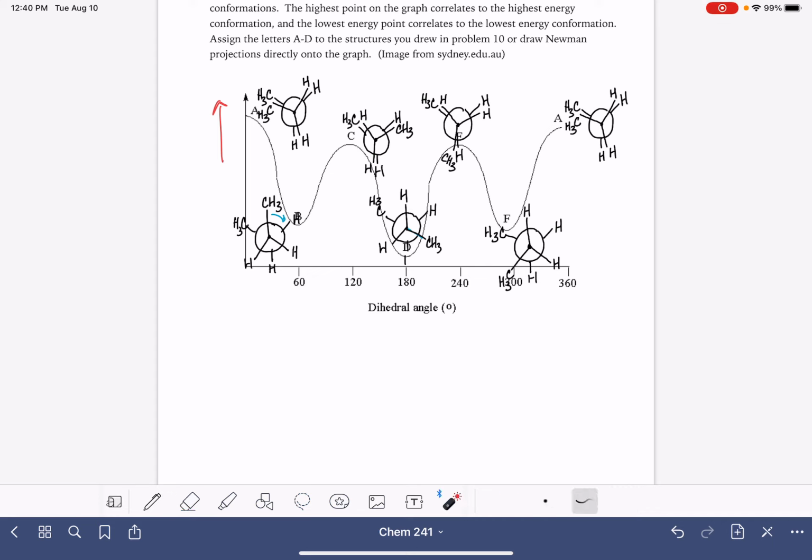But in general, in any molecule, your anti-structure, the one where you have the largest groups 180 degrees from each other, that's going to be your lowest energy. And your highest energy is the one where you have your largest groups eclipsing each other. That's going to be the worst. Your other staggered conformations are going to be low-ish in energy, and your other eclipsed conformations will be high-ish in energy.